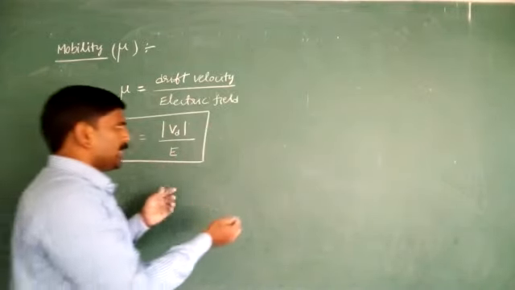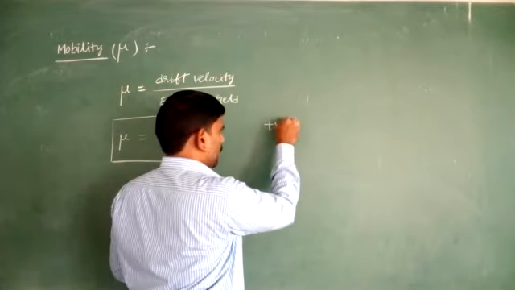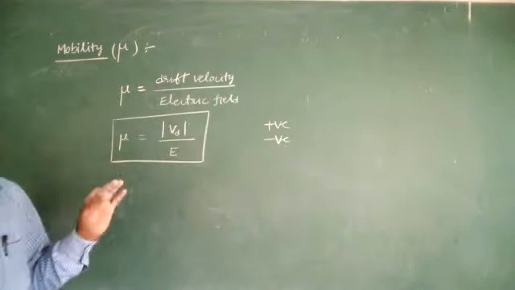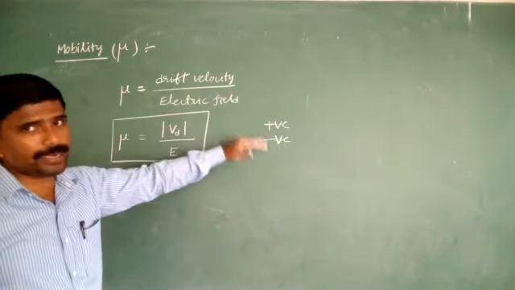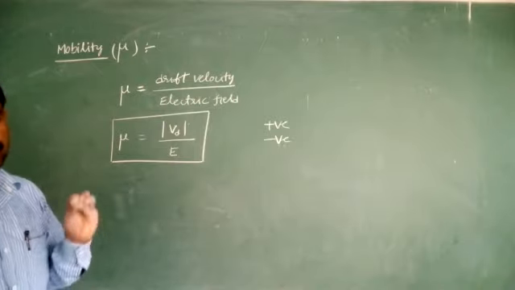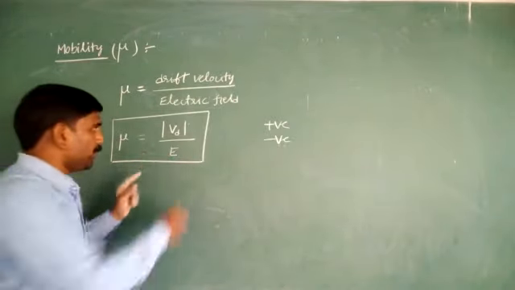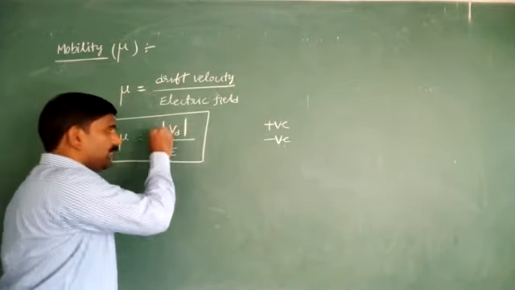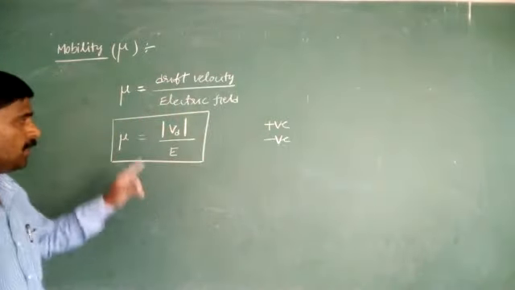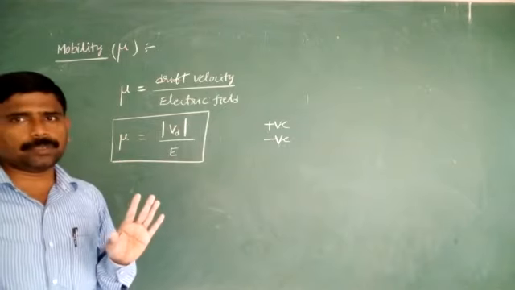Whether the charge carrier is positive or negative, that mu is for both positive and negative charge carriers. Mu is positive only. That's why here we are taking the magnitude of the drift velocity. Either positive charge or negative charge, the mu value is positive only.